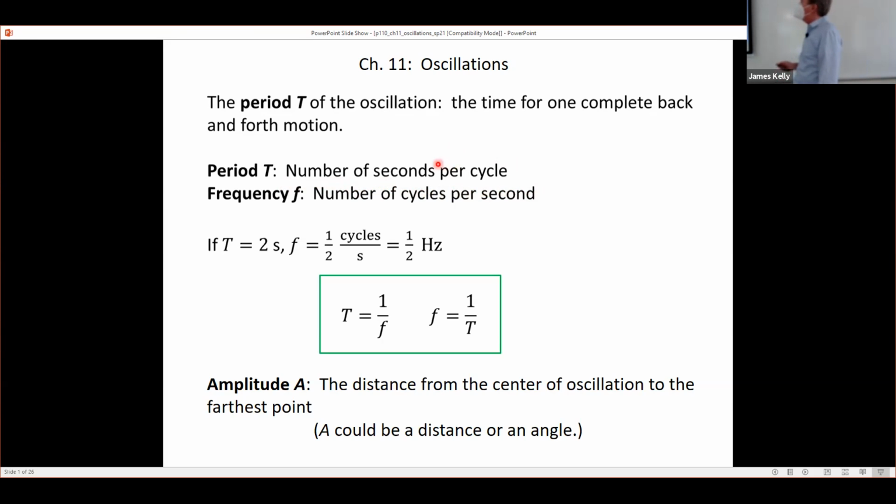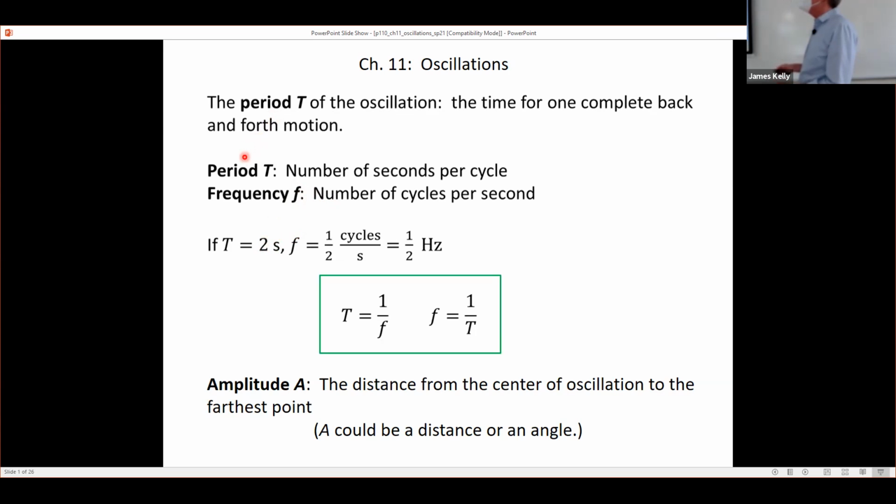But there's a different way of characterizing the same thing. If we know the number of seconds per cycle, instead of telling you that, I might tell you the same number as the number of cycles per second. So for example, if the period is 2 seconds, that means it takes 2 seconds to go up and down. Then what we call the frequency, and the symbol for the frequency is f, is just the number of cycles per second instead of the number of seconds per cycle. So if it was 2 seconds for a cycle, then it's a half of a cycle every second.